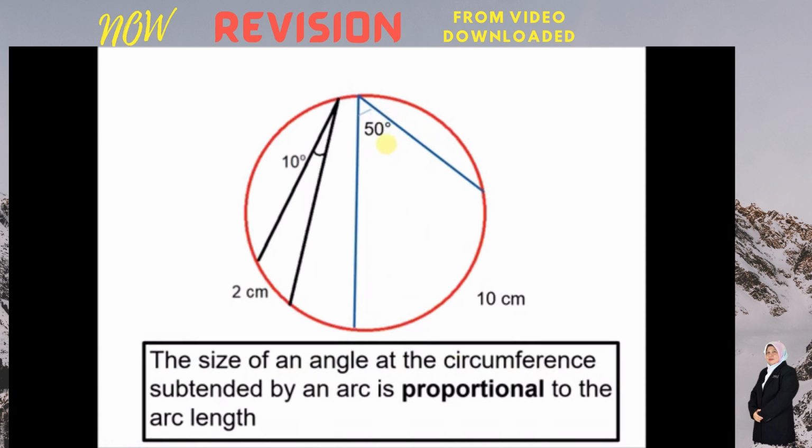Maybe you're still a little bit blur on this. So how can we simplify this definition so that it is easier for you when you want to do the calculations?